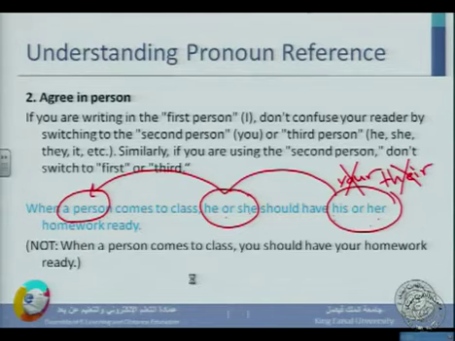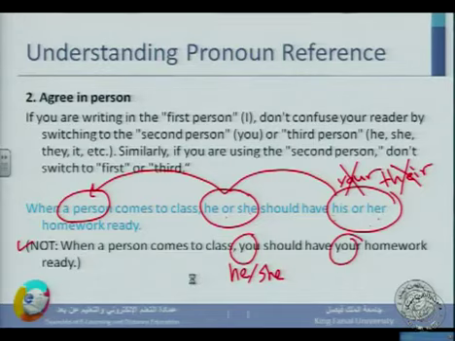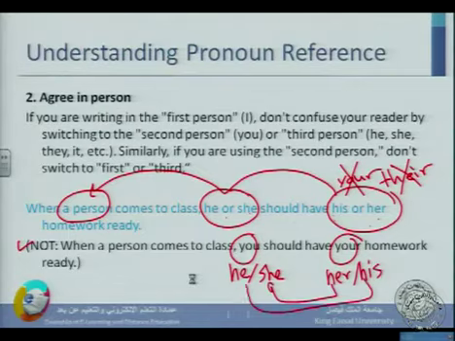هذا خطأ. So when a person comes, for example, look at this sentence. When a person comes to class, you should have your homework ready. When a person comes to class, you should. شو لازم نحكي بدل you؟ لازم تكون he or she. He and she should have her أو his. لاحظوا her هي ترجع أيضا لشي وhis لهي.